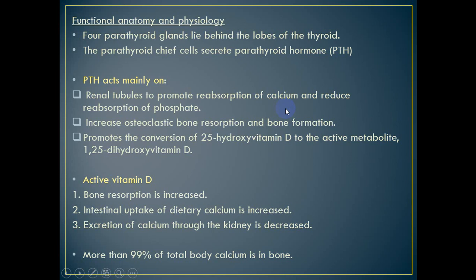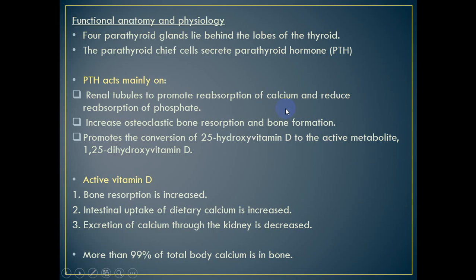So what is the action of parathyroid hormone? Parathyroid hormone acts on, number 1, the renal tubules to promote the reabsorption of calcium and reduce reabsorption of phosphate, resulting in hypercalcemia and a mild or low normal phosphate level. Number 2, it acts on the bone by stimulating osteoclast cells to increase bone resorption and bone formation.